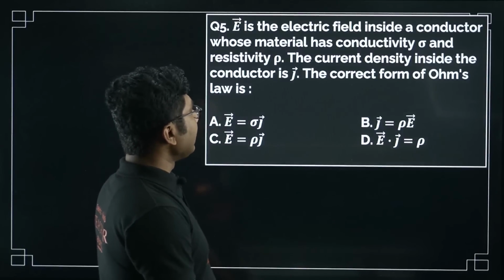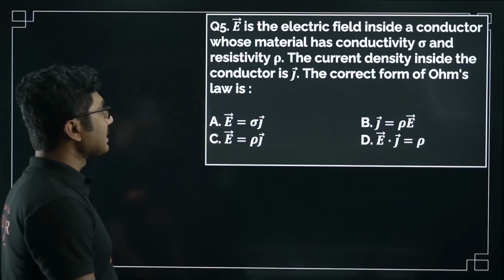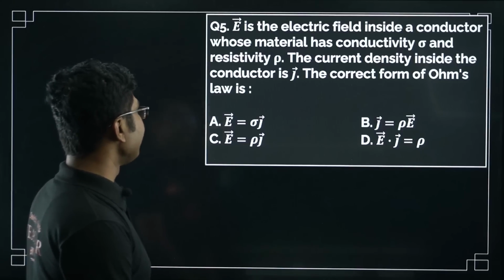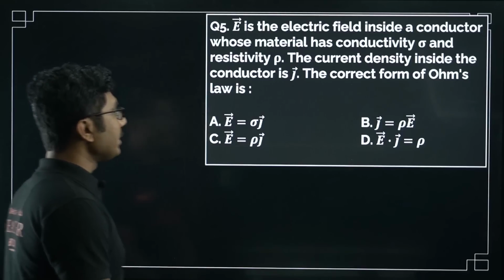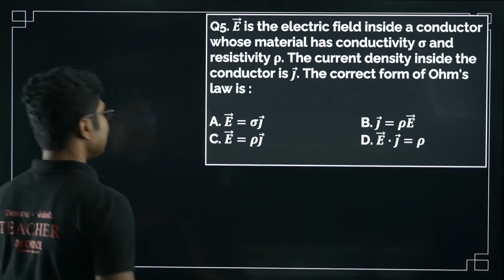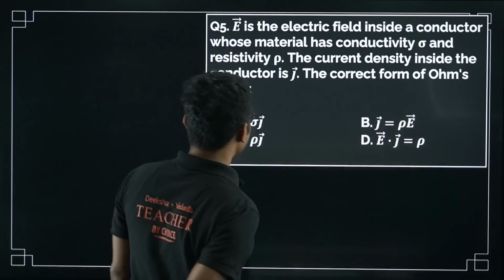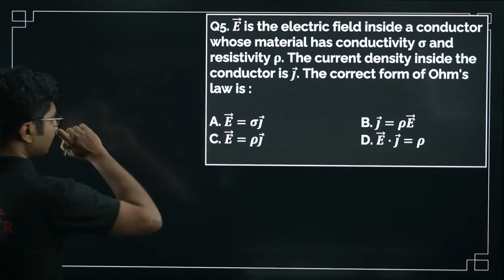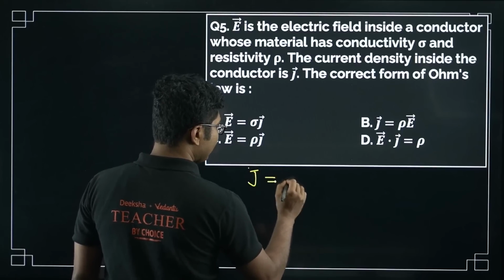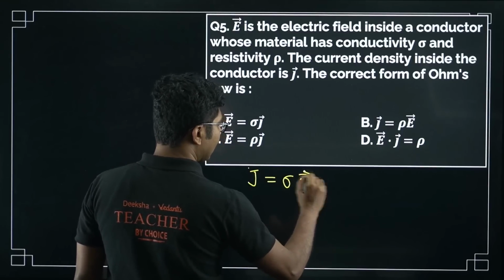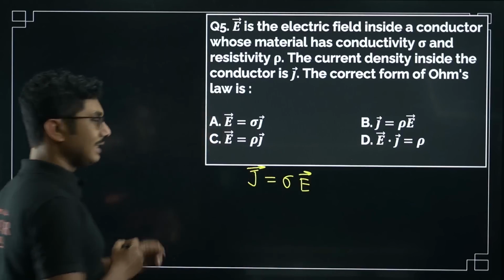E is the electric field inside a conductor whose material has conductivity sigma and resistivity rho. The current density inside the conductor is J. The corresponding Ohm's law is. So this is an easy question. We know the relation: J equals sigma E. J equals sigma E, right?